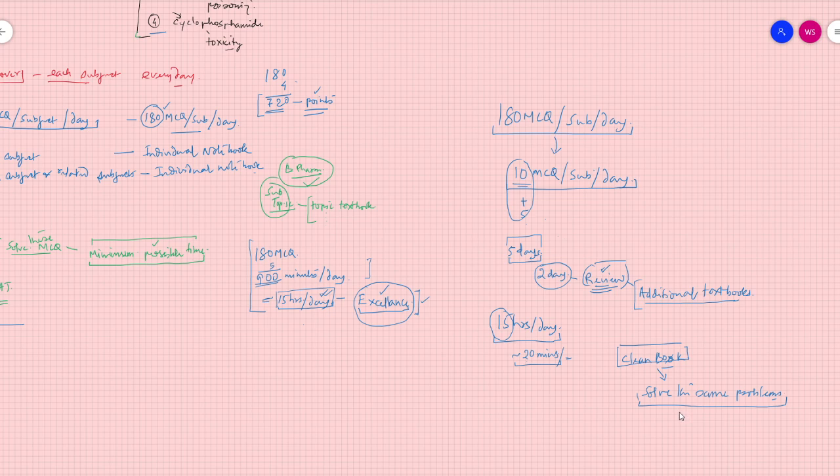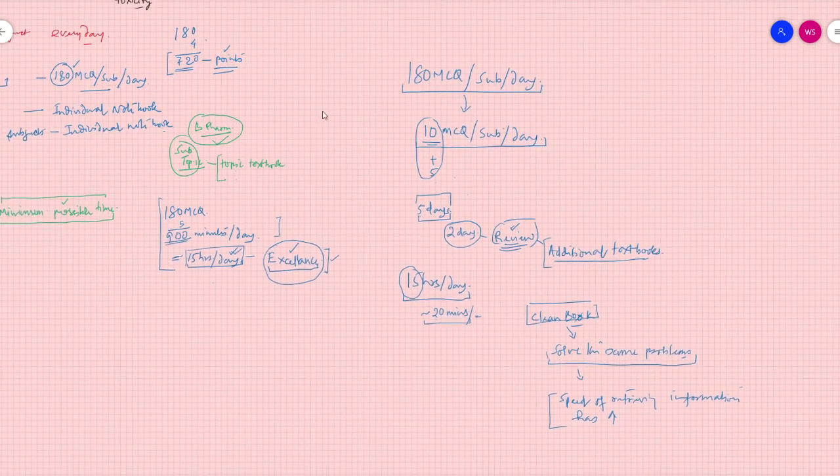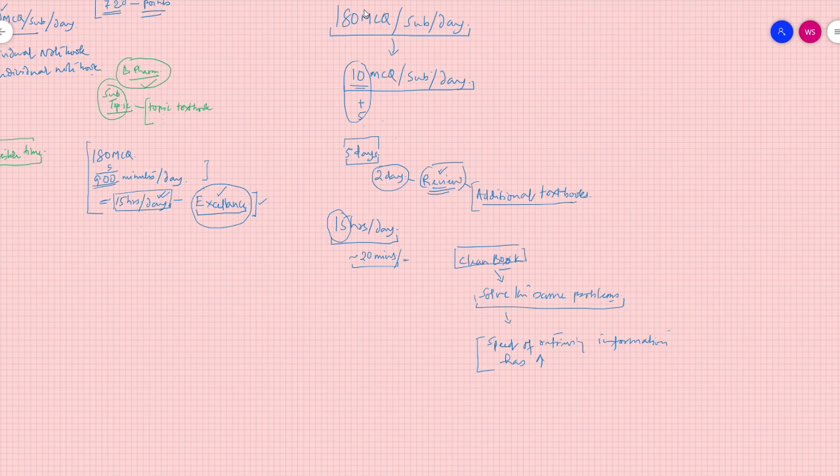And then you'll find that your speed of retrieving information has dramatically increased, and that was your target, right? You were trying to solve maximum MCQs in the minimum amount of time, and you were trying to study all the subjects per day. At the end of this, you'll find that your speed has increased. You are solving questions from all subjects.